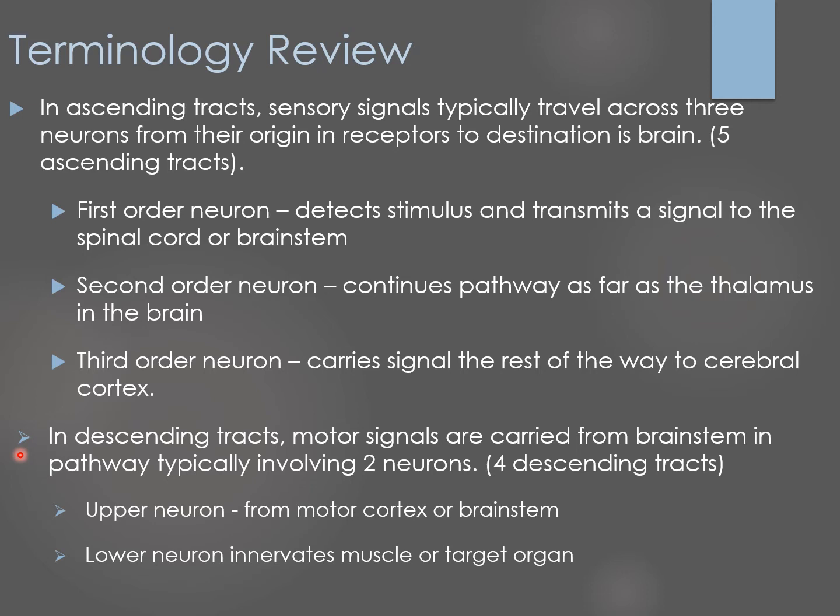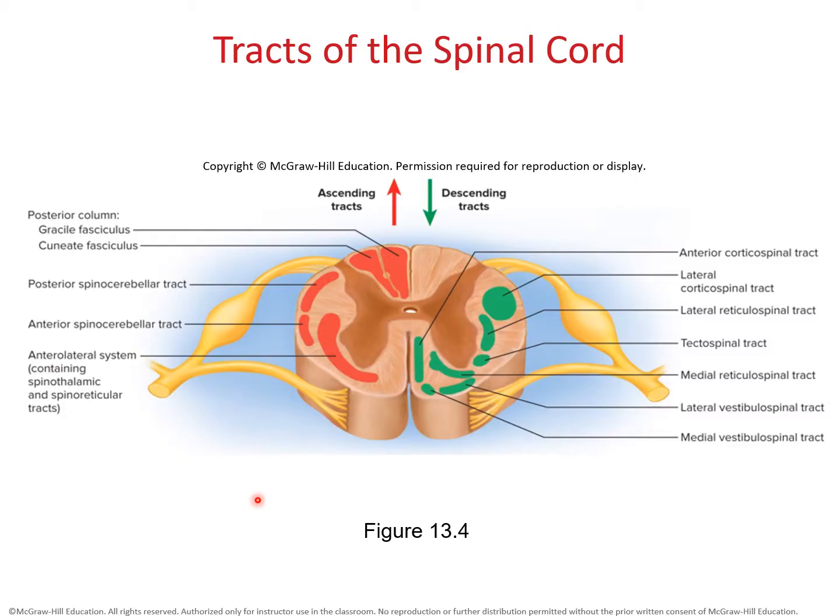Now, in the descending tracts, the motor signals are carried from the brainstem in a pathway that usually has 2 neurons involved. And the first one is called the upper neuron. It's from the motor cortex of the brainstem. The second one is the lower neuron, and it innervates the muscle or the target organ. Here again, we have the picture with the ascending tracts and the descending tracts. Remember, this is white matter. These are myelinated neuron bundles.